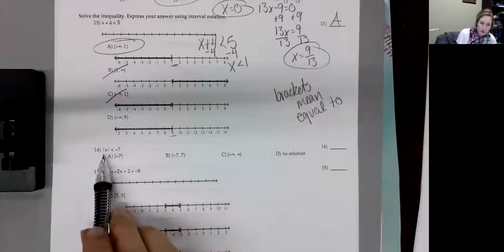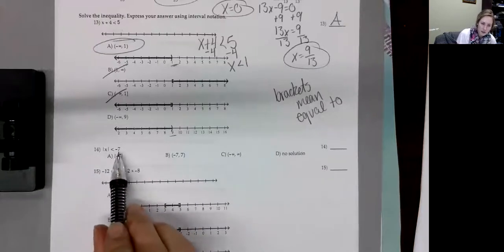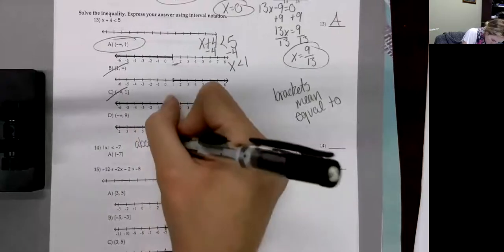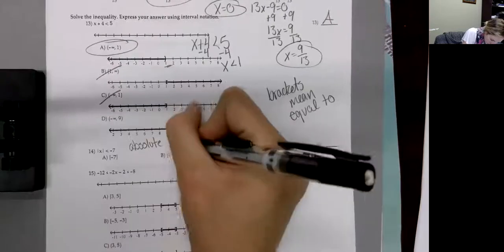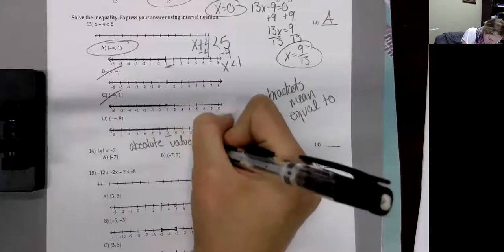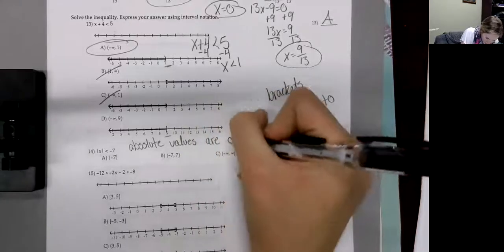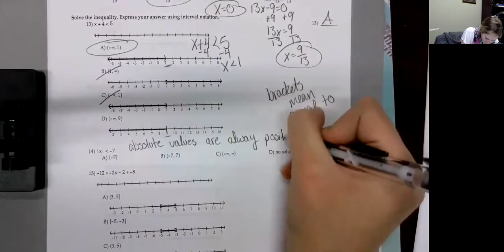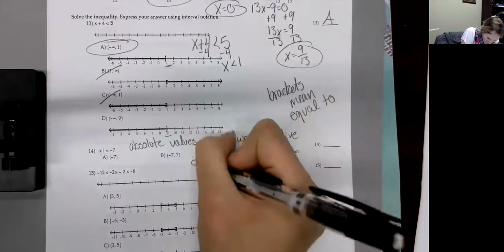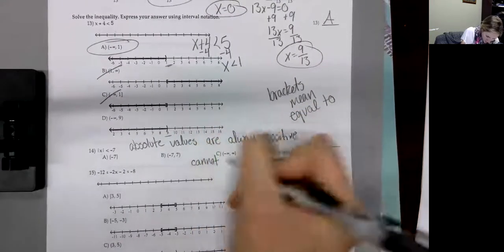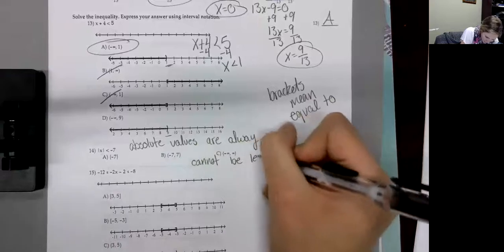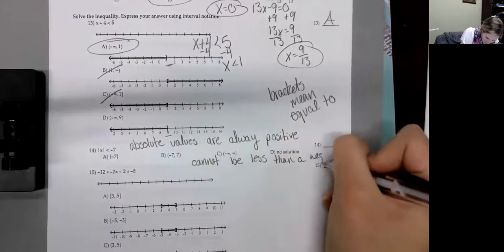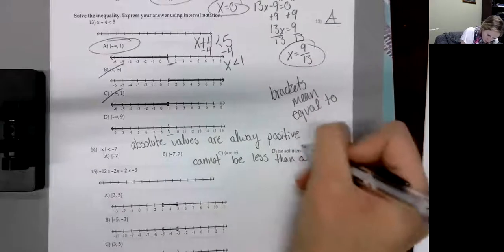This one's one of those trick ones. Absolute value of x is less than negative 7. Absolute values are always positive. Cannot be less than a negative. No solution.